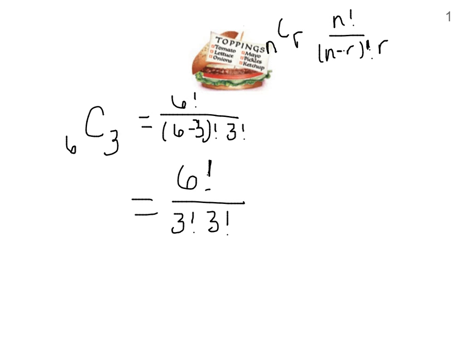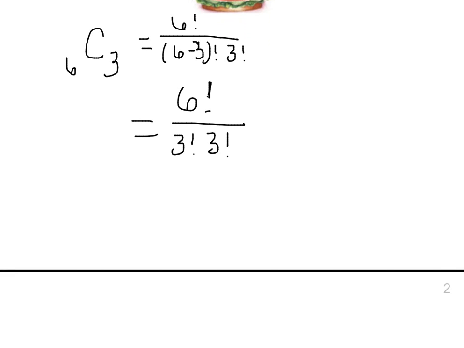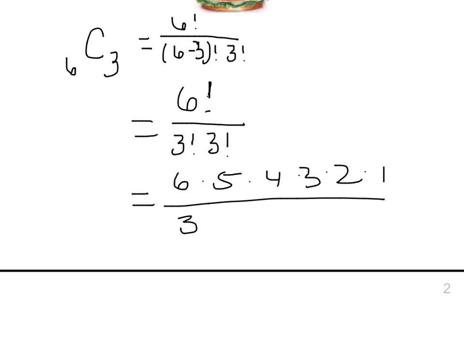Now, from here, a lot of people might think, oh, 3 times 3 is 6. Nope, because remember, this is 3 factorial times 3 factorial. So we have to do 6 times 5 times 4 times 3 times 2 times 1 over 3 times 2 times 1 times 3 times 2 times 1. Now, one of these up the top will cancel only one on the bottom. So we're going to go like that, cancel, cancel.